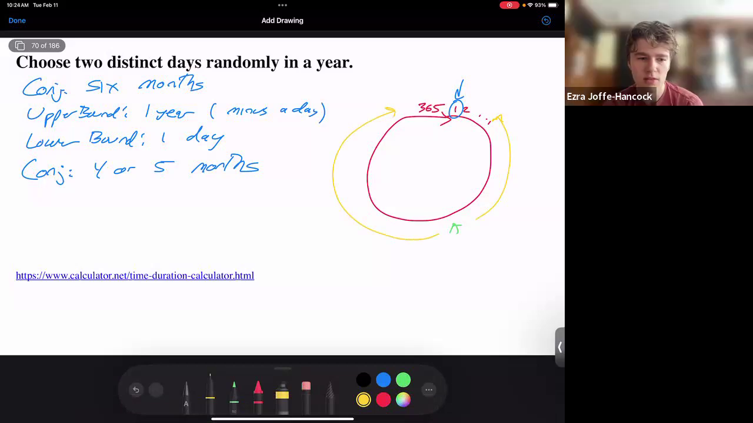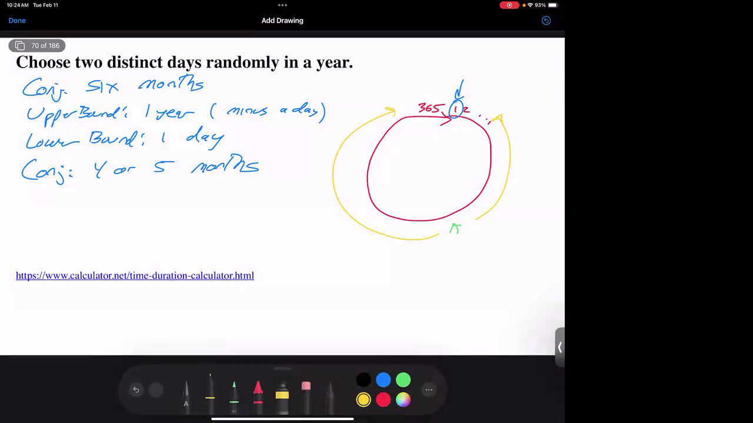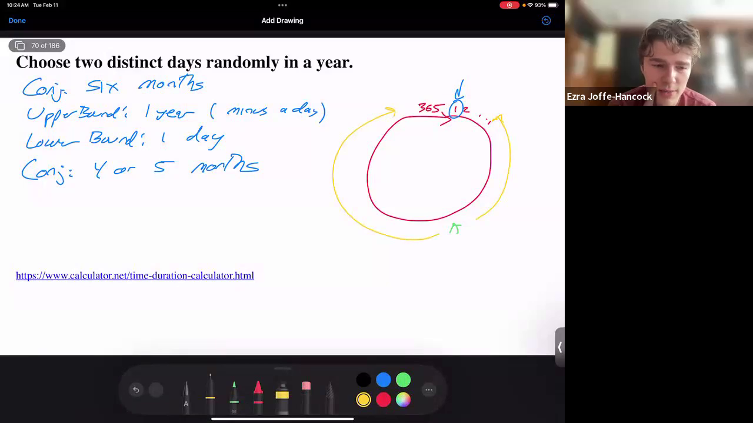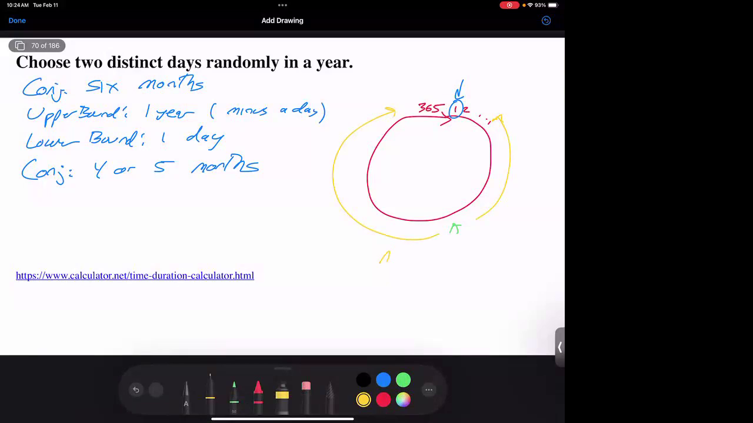3 months. I'm sorry? 3 months. Why 3 months? Because the maximum separation would be 6 months. Good. So the maximum separation is 6 months, so half that, or 3 months. If we had the wraparound, we might expect something on the order of 3 months.